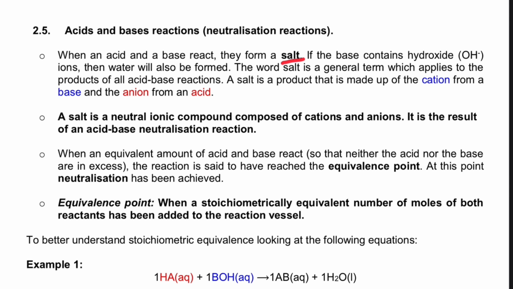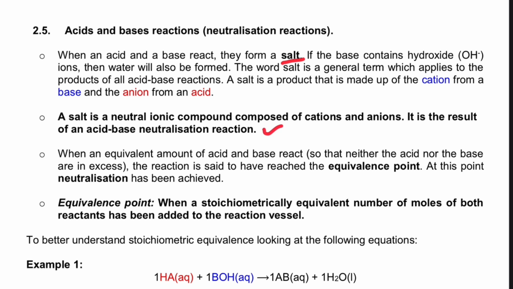Right. A salt is a neutral ionic compound composed of cations and anions. It is the result of an acid-base neutralization reaction. Right, so we know that when you have an acid and a base, one of the products that you're going to have is salt, right?